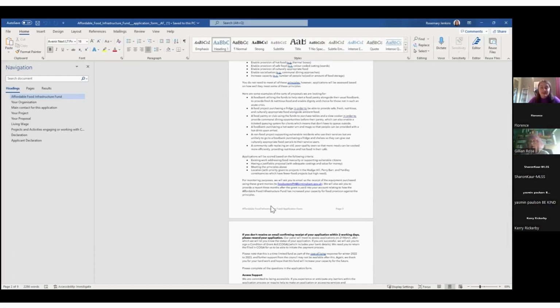Again, we know that that's really good for dignity. Everyone loves a cup of tea, don't they? It makes you feel at home. So that sort of thing to increase that would also come under dignity and choice, being able to provide a hot drink. And then a non-food project supporting vulnerable residents who use their services but are unlikely to go to a food bank, purchasing a fridge and shelves so they can give out culturally appropriate food parcels to their service users. And finally, just an example, a community cafe replacing an old poor quality oven so that more meals can be cooked more efficiently, providing nutritious and hot food in their cafe.